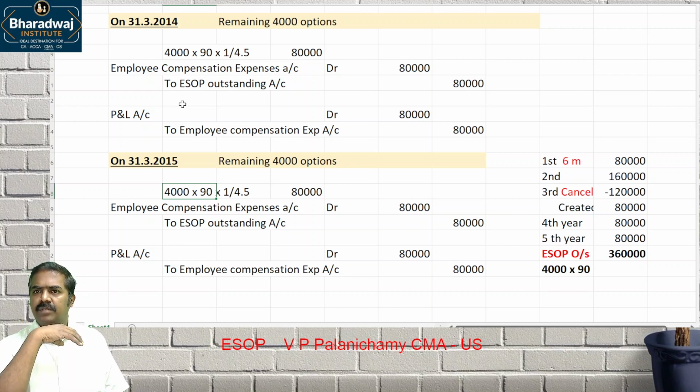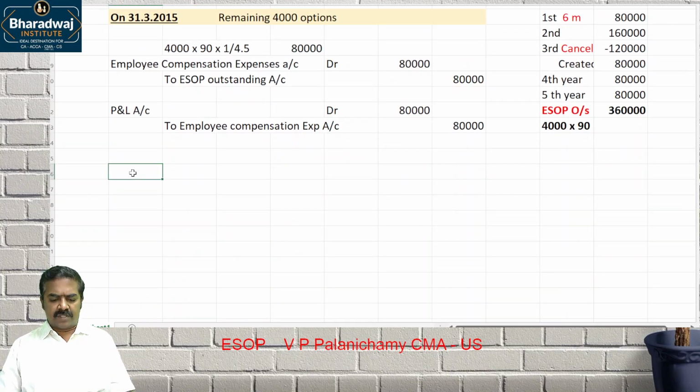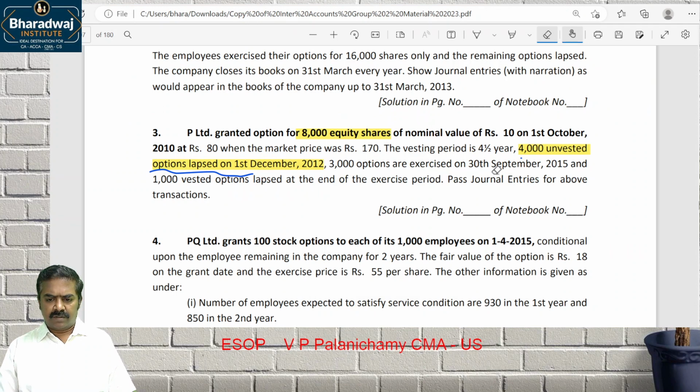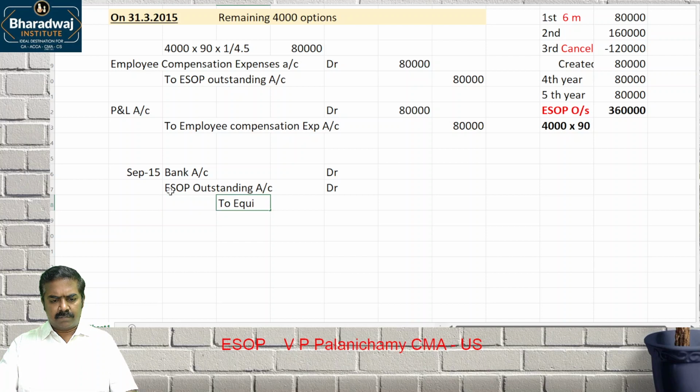Any doubt in it? When the options are exercised, check the question. September 2015, that is in the next financial year. For the options exercised, what is the journal entry you will pass? Bank account debit, ESOP outstanding account debit, to securities premium.